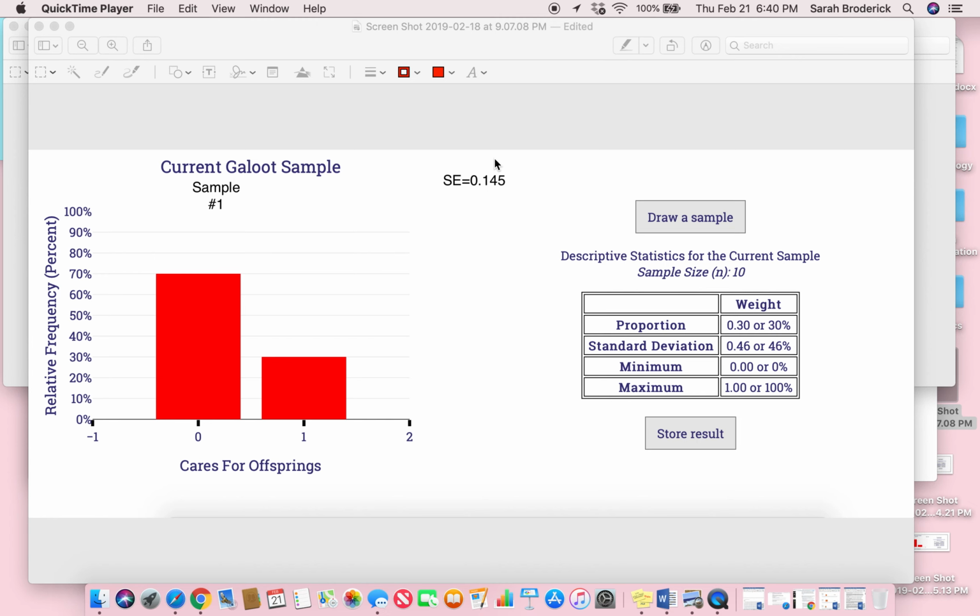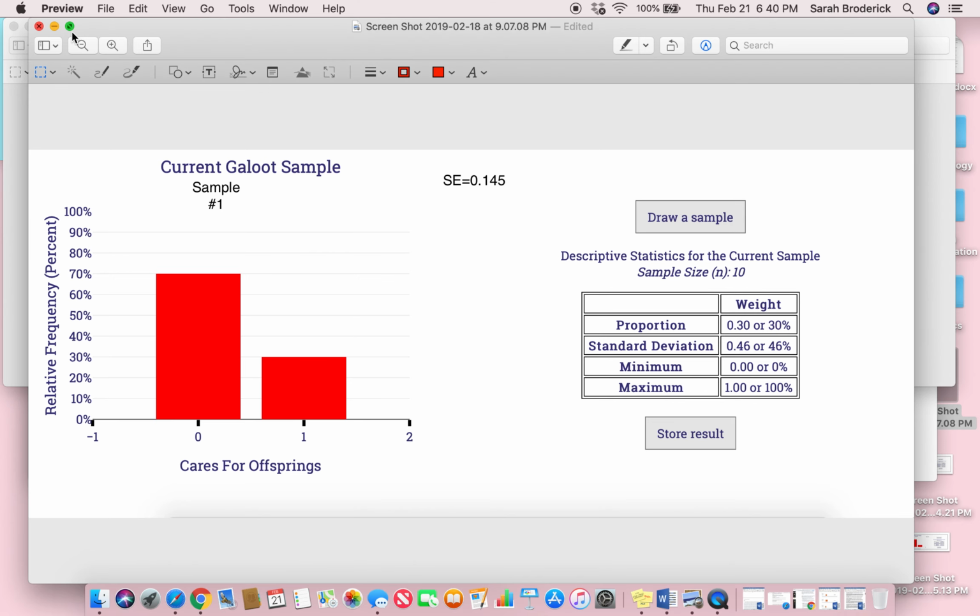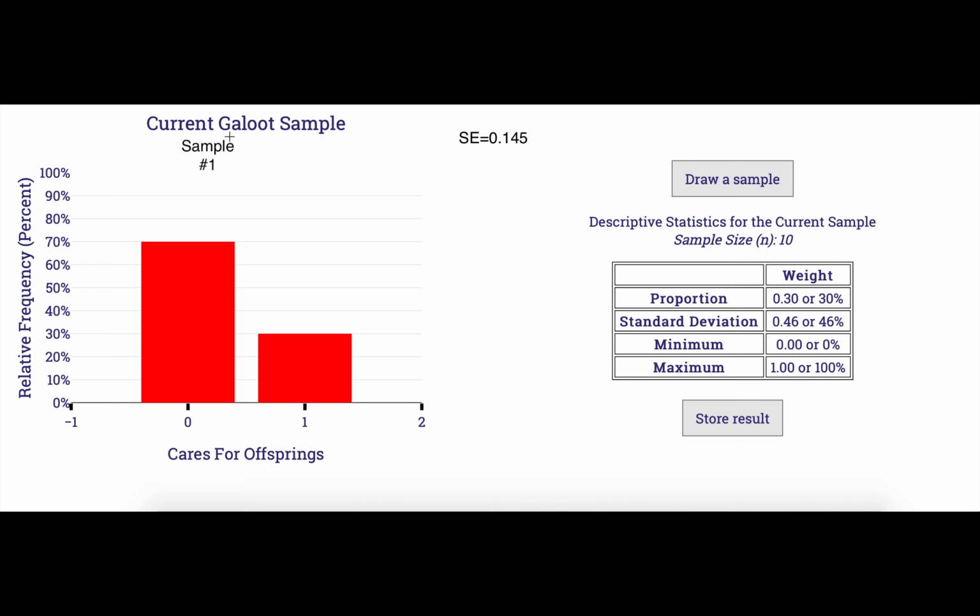Hello, for this week's module, discussion 5, I got a sample from the current Galoot sample that we were required to do, and this is my first sample that I drew. As you can see on the left side, I have my descriptive statistics, and the sample size that I decided to draw was 10. Over here in the table, you can see my proportion as 0.30 or 30%.